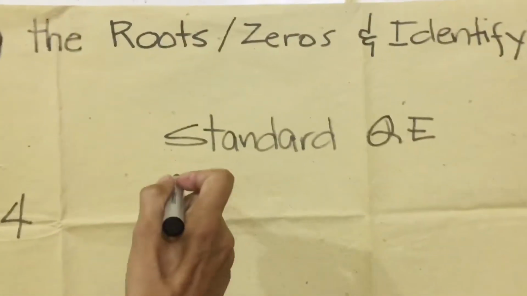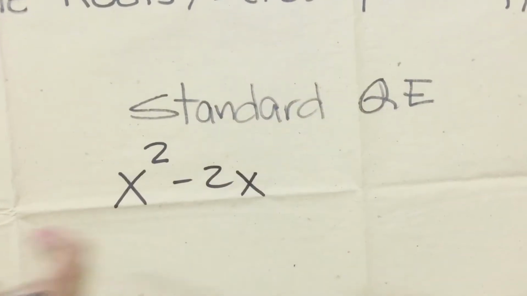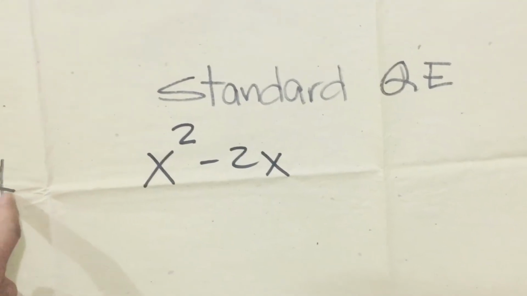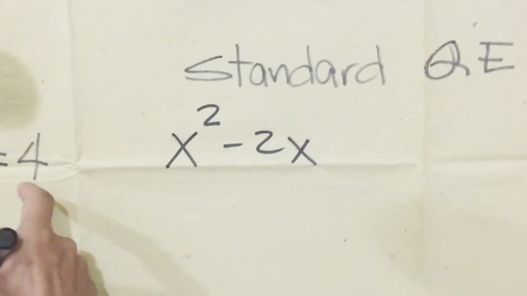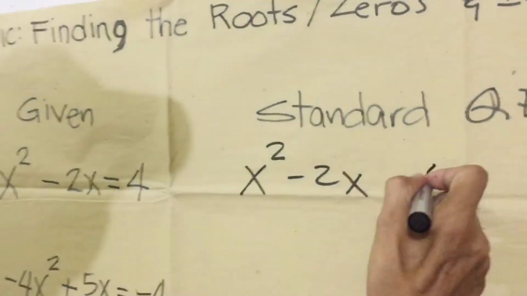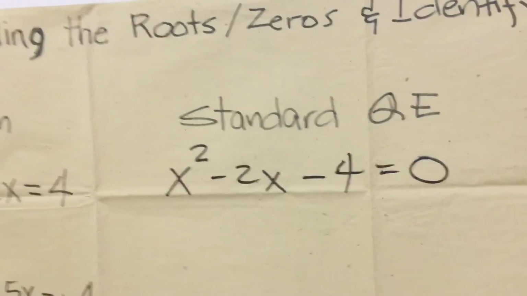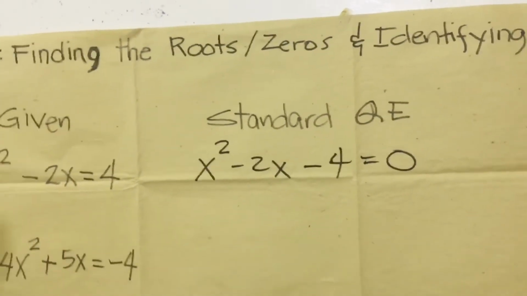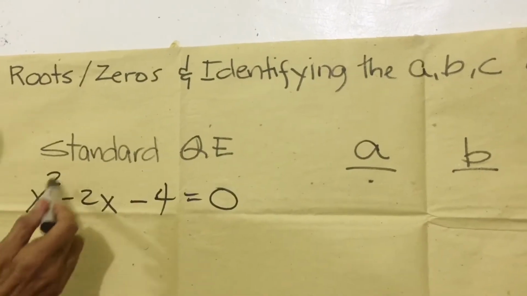X squared negative 2x. When we transpose the number to the left side, change the sign. Positive 2, negative 4 equals 0. Ito na po yung standard quadratic equation. Always equals to 0.